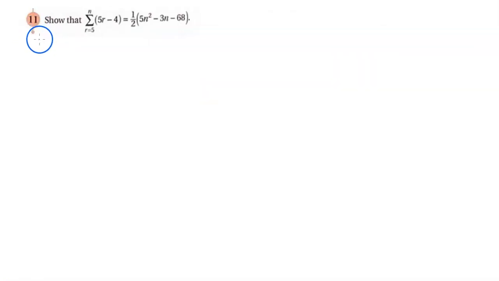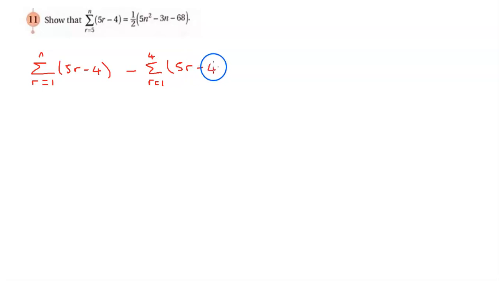And let's also take a look at question 11 from the same exercise set. And I think we can use pretty much the same trick to solve this one. So the sum from r equals 1 to n of 5r minus 4, minus the sum from r equals 1 to 4 of 5r minus 4. That's going to leave us with the sum from r equals 5 to n.